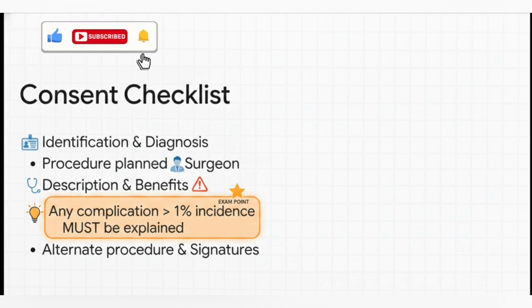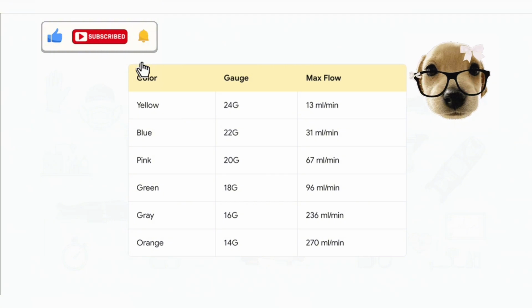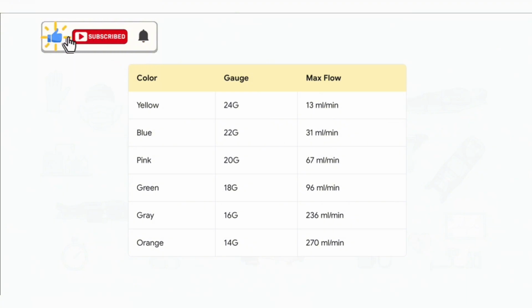The whole shebang. Now, when we talk about choosing IV cannulas, this is a massive high-yield topic. Let's go from narrowest to widest. Yellow is 24 gauge, pushing about 13 ml per minute, and blue is 22 gauge at 31 ml per minute. These are mainly for your pediatric patients. Then we have pink, which is 20 gauge at 67 ml per minute, but examiners के favorites कौन से हैं?